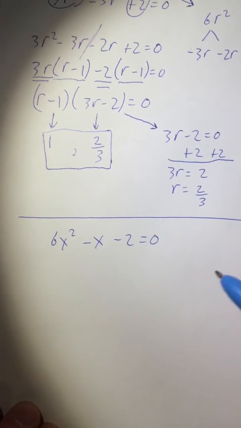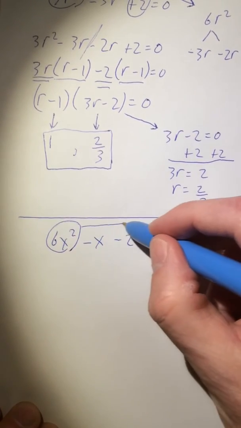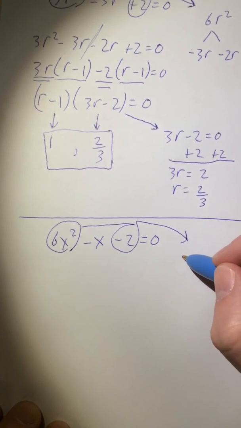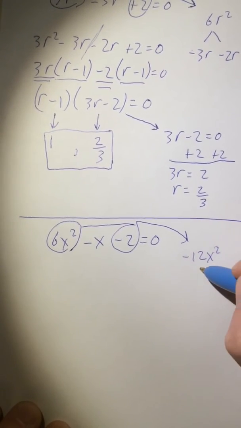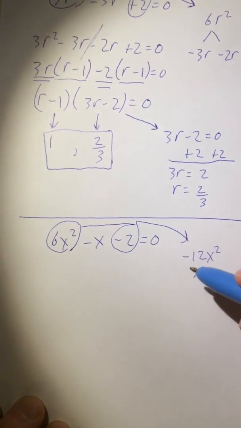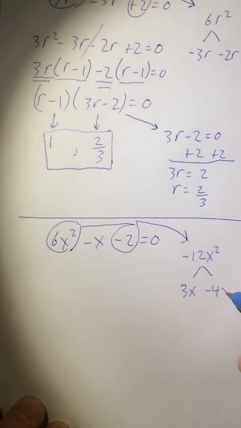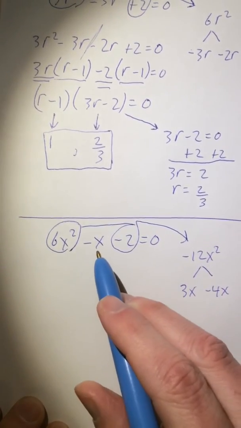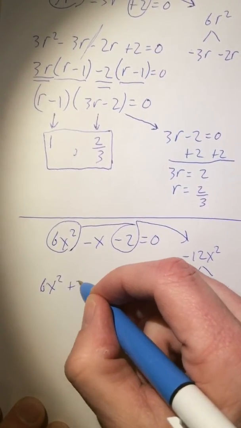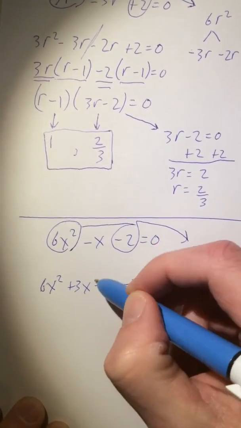Okay, so hopefully you've had time and you got a correct answer. So we're just going to, as we did before, multiply the first by the last. And we're going to end up with negative 12x squared. And we ask what two numbers multiply to make negative 12 and add to make negative 1. So that's going to be 3x and negative 4x. And we just replace that with these. So we get 6x squared plus 3x minus 4x minus 2 equals 0.